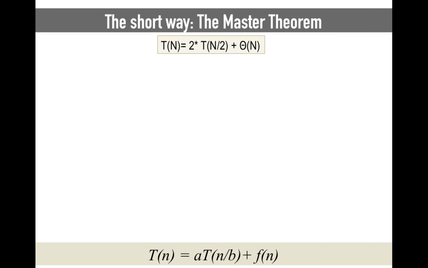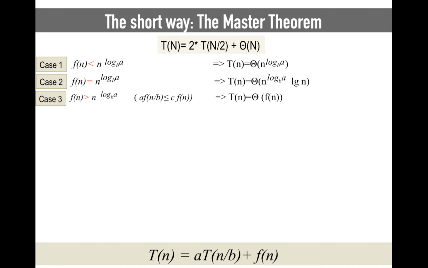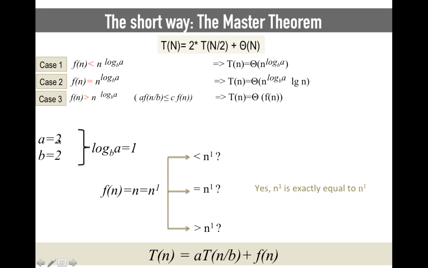The short way is just applying the master theorem. For that, we have to check that this equation has this form, and it has. Next, we review the cases. So we find out what the values of a and b are. We calculate log base b of a. This is 1. And then we answer the question whether f of n, which is n, is lower than n to the 1, is equal to n to the 1, or higher than n to the 1.